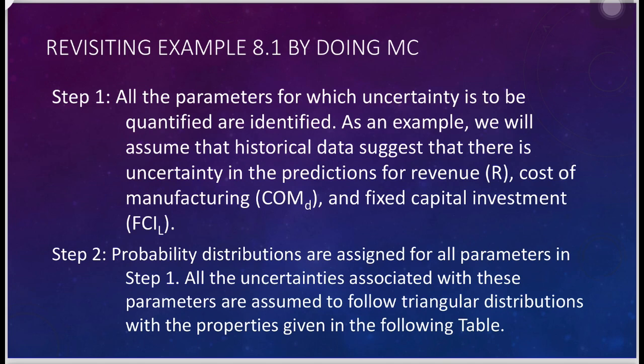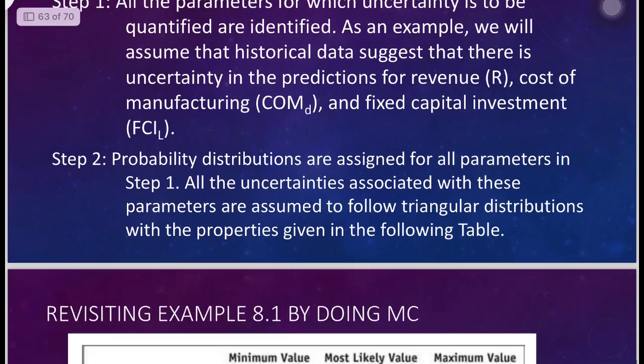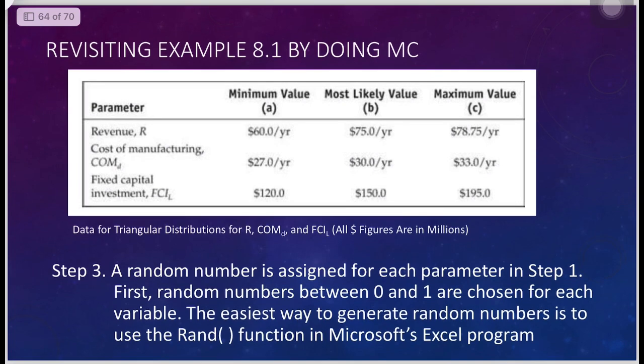So all the parameters for which uncertainty is to be quantified are identified. As in the example, we will assume that historical data suggests that there is uncertainty in the predictions for revenue, cost of manufacturing, and fixed capital investment. So probability distributions are assigned for all parameters in step 1. All the uncertainties associated with these parameters are assumed to follow triangular distributions with the properties given in the table. Okay, this is the table.